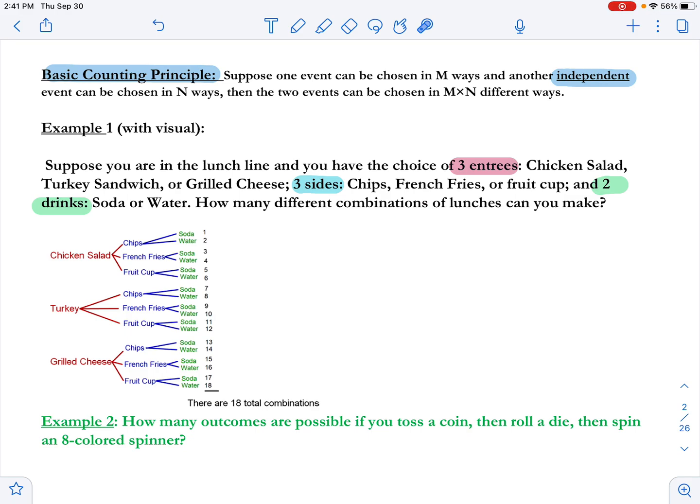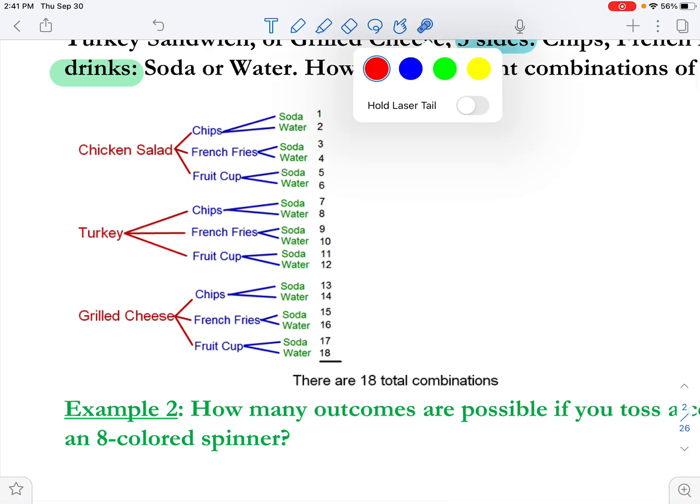And so one way to get a visual idea of what's going on here is we make this tree diagram where we take our 3 entree options and say, okay, if we get a chicken salad, we can either get a chicken salad with chips, chicken salad with french fries, chicken salad with fruit cup. And then with each of those, we can even go one step further. Okay, I can get a chicken salad with chips and a pop, or I can get chicken salad, chips, and a water. That's 2 different lunch options. Or we can get chicken salad with french fries and a pop, or chicken salad with french fries and a water, and so on. You'll see that if we were to go through these branches, we have 18 different total combinations.